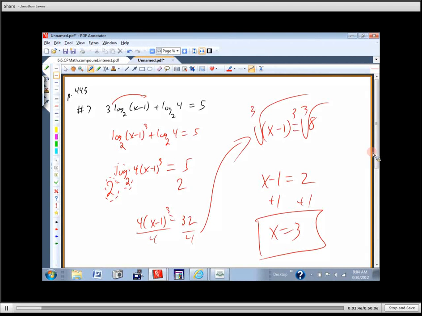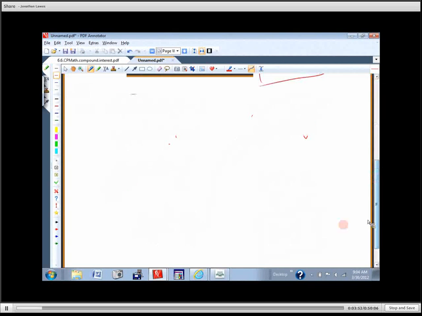Okay, I'll do one more problem. Okay, 29. Let's take a look at number 29. 29 is on the next page, so we're on 446, and 29 says this. It's 5, and then it says 2 to the 3x equals 8.